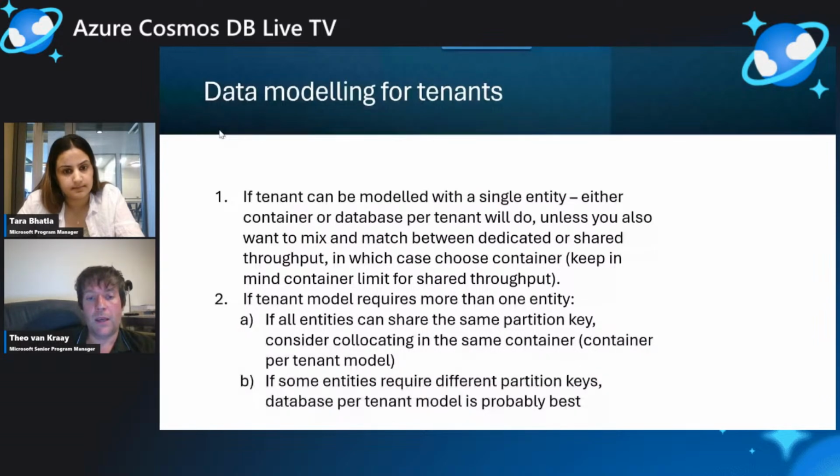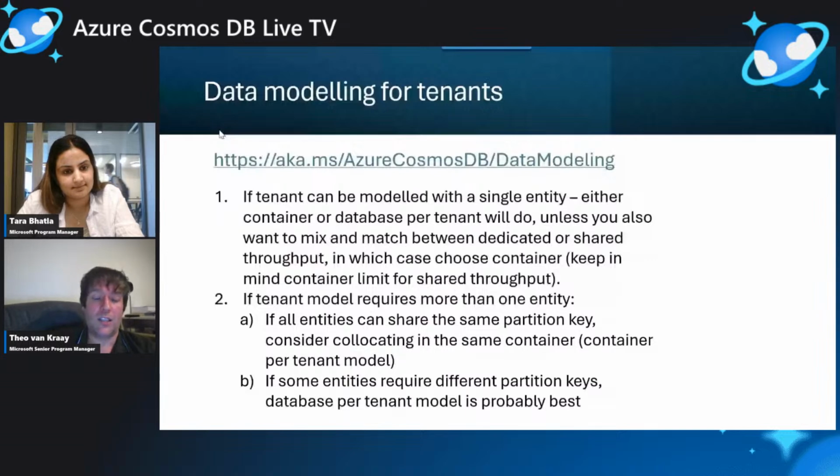But if some entities require different partition keys, or maybe it's a complex data model that really needs a lot of entities, then you might be better using the database per tenant model. And really, this is only scratching the surface of data modeling in Cosmos DB. These are generic comments for modeling, but in the context of multi-tenant using Spring Data or any framework, I suppose. But I really recommend checking out this doc here.